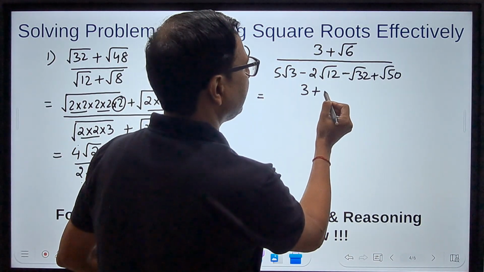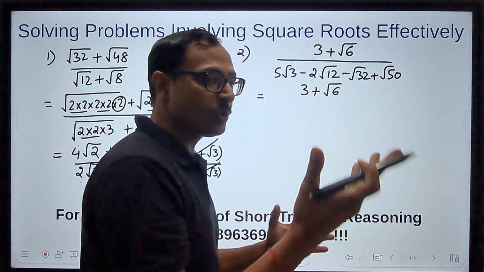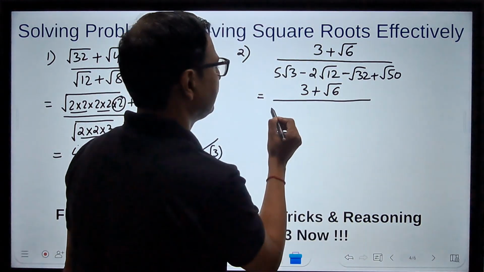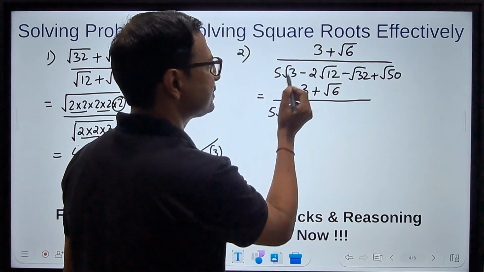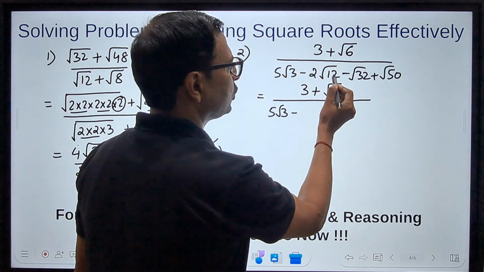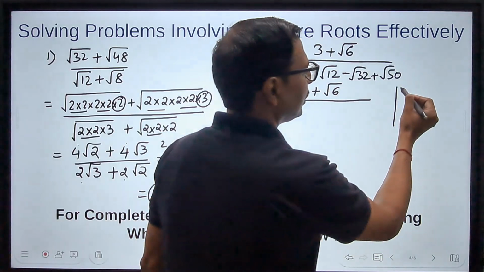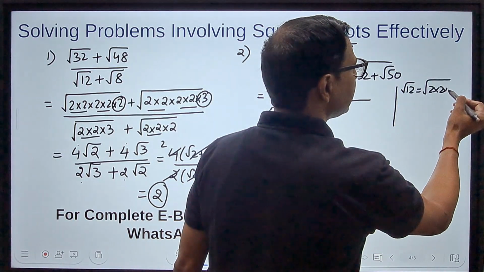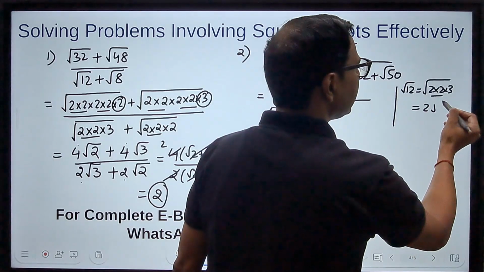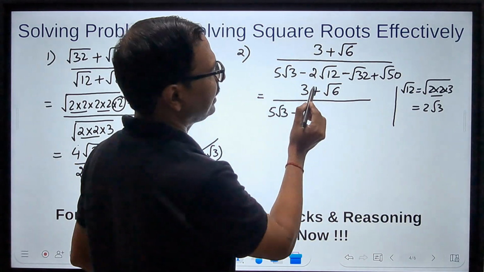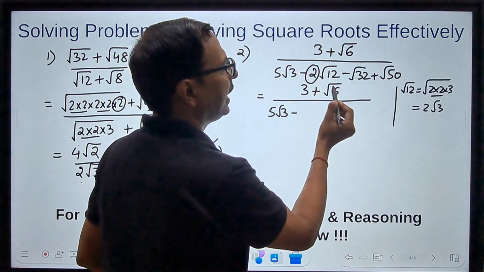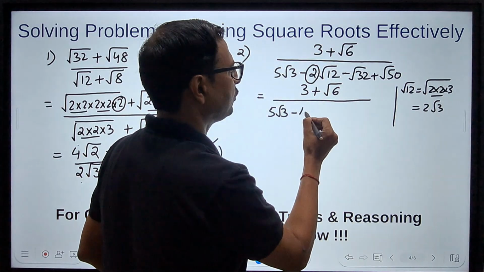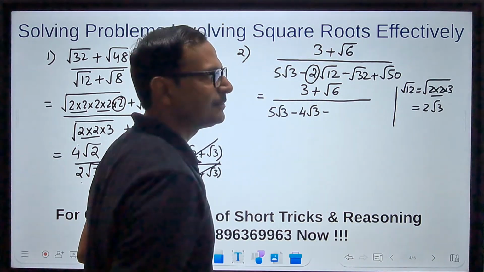So what am I going to do? 3 plus root 6, I will not change it because 6 is 2 into 3, nothing is going to form a pair. And in the denominator, 5 root 3 is not going to change, 3 is prime. Here root 12, so I'll write here, see, root 12, 12 is 2 times 2 times 3, so 2 comes out, so 2 root 3. Now when I already have a 2 outside and this is 2 root 3, so 2 times 2 root 3 is 4 root 3, right?